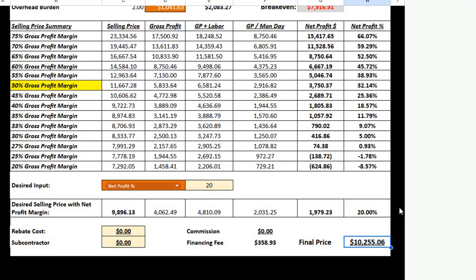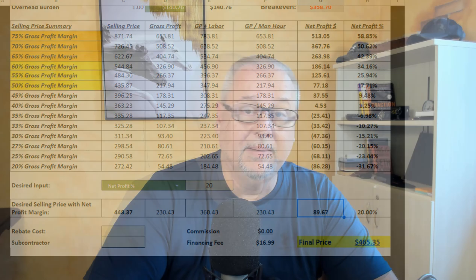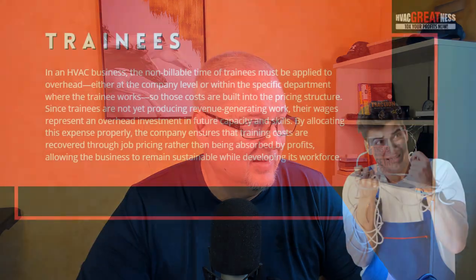Let's see what that did to my $417 capacitor repair. Now it's $465, but I can still make my 20%. So by adding this in, this is how you actually understand how it's going to impact your pricing, which is the cost of the helper.